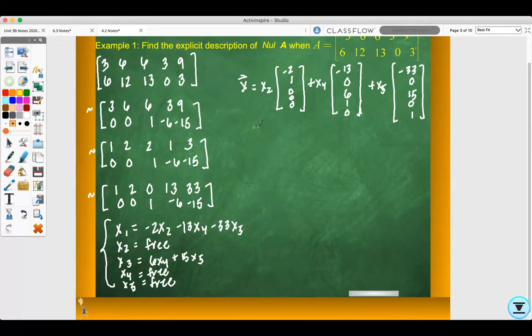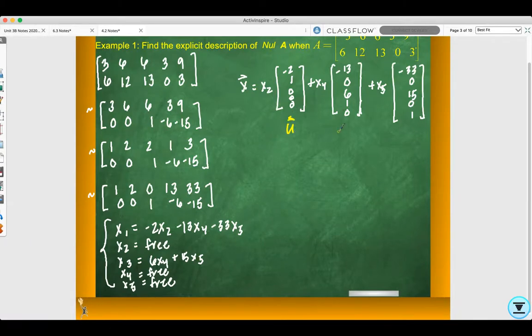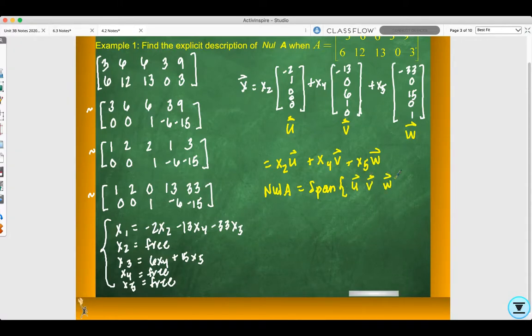If I call this vector u, this vector v, and this vector w, then x equals x2 times u plus x4 times v plus x5 times w, and null A equals the span of u, v, w, since every linear combination of u, v, and w is an element of null A.